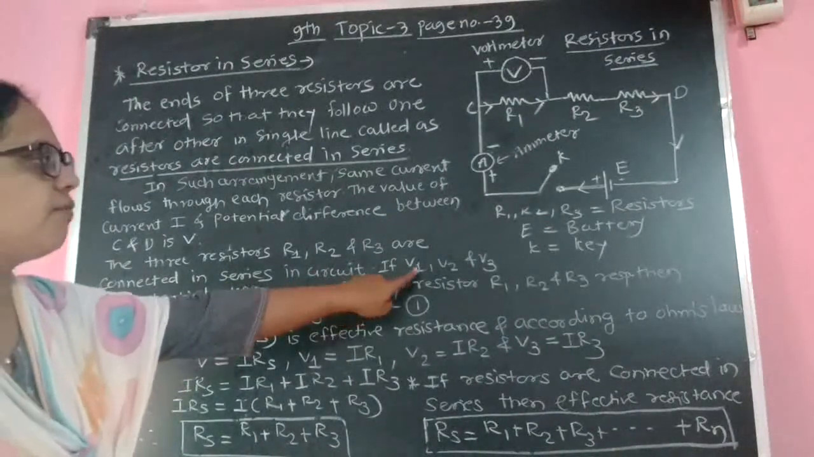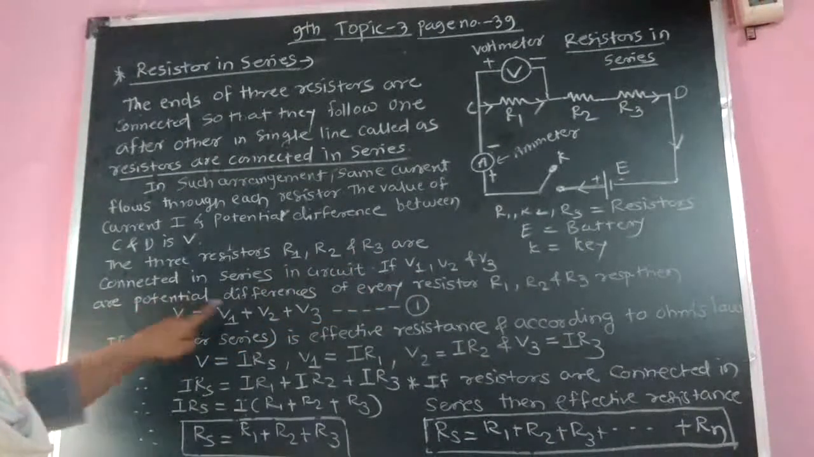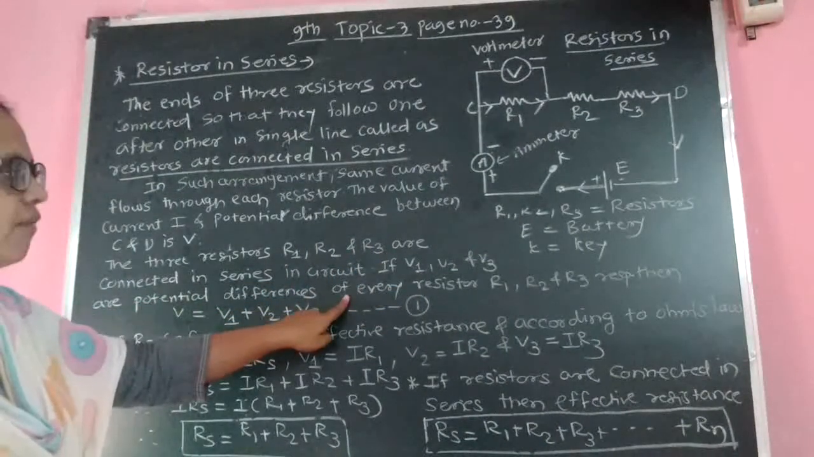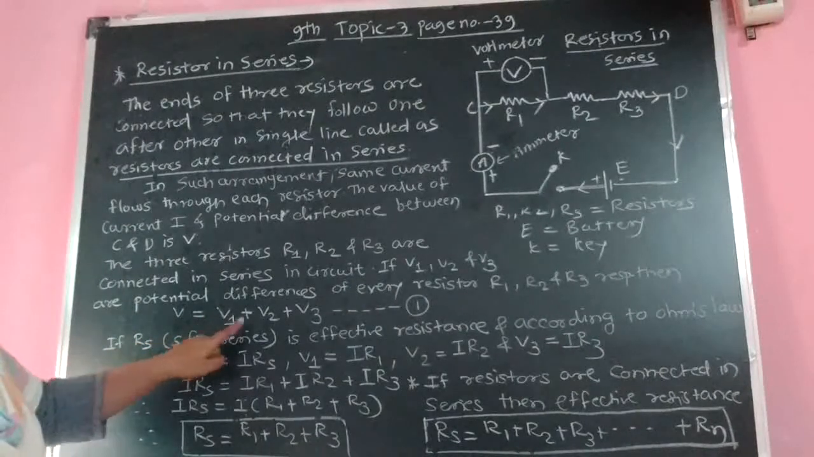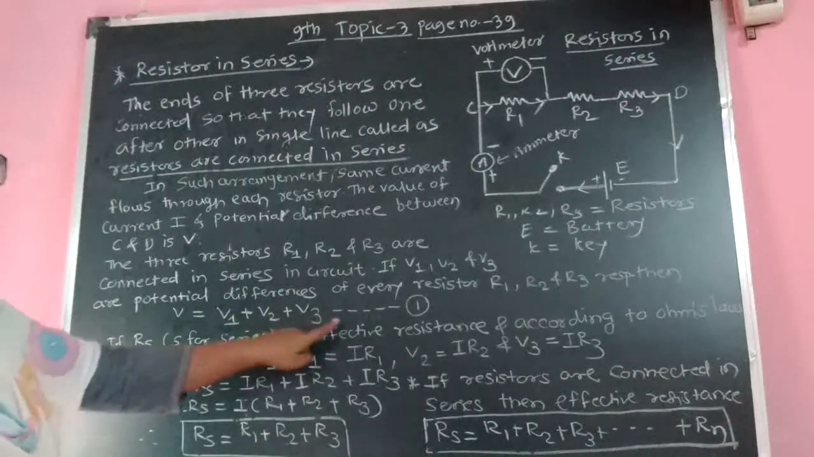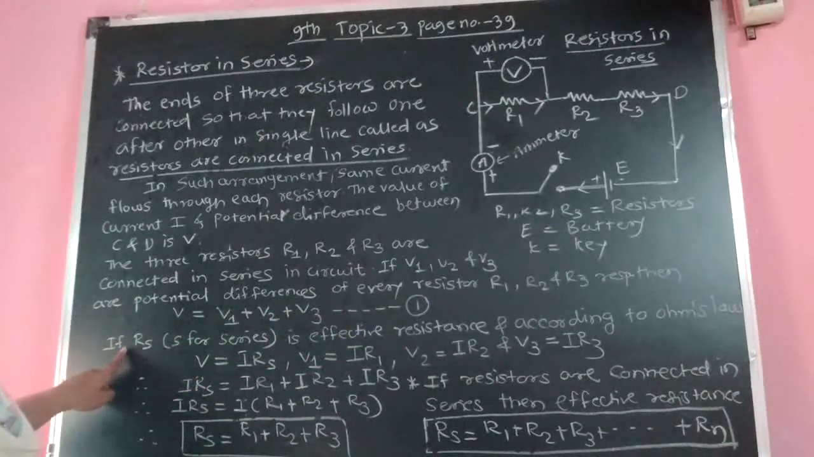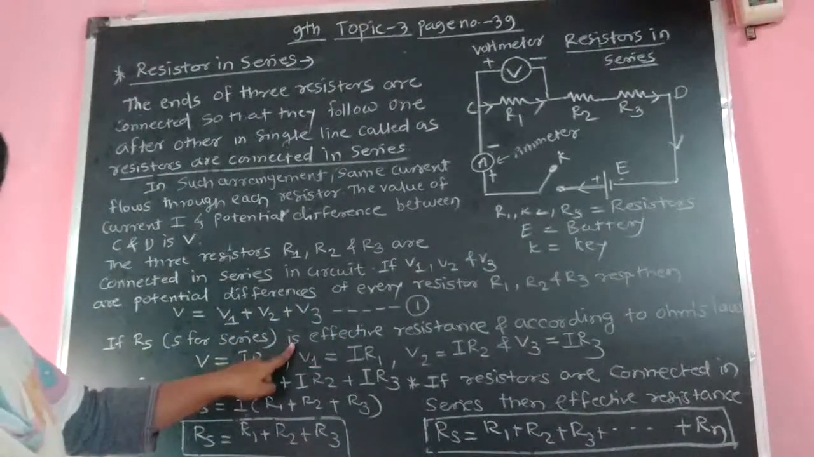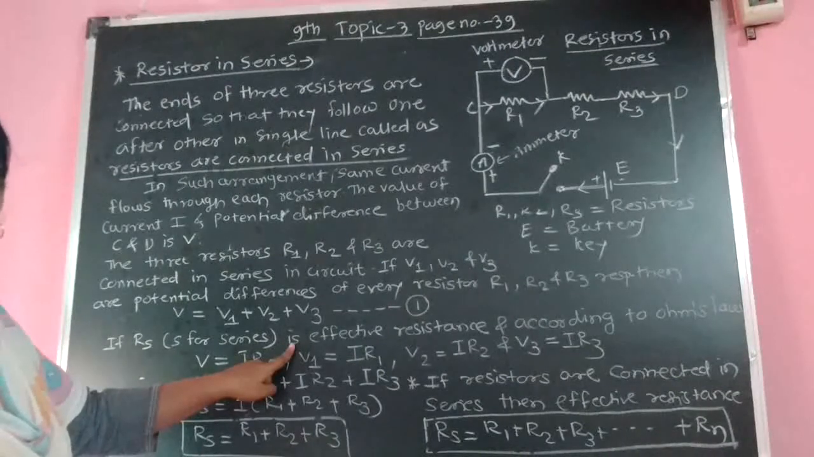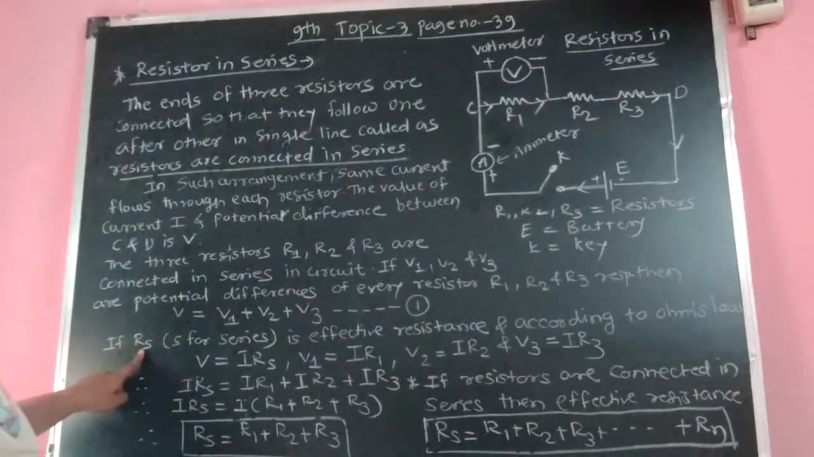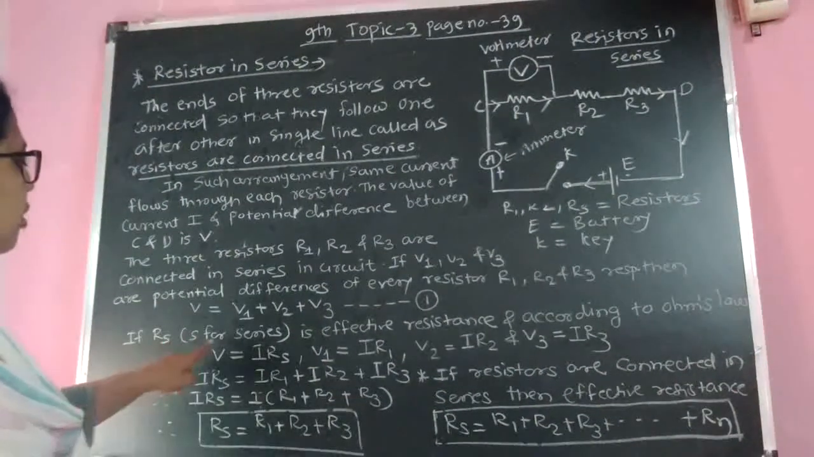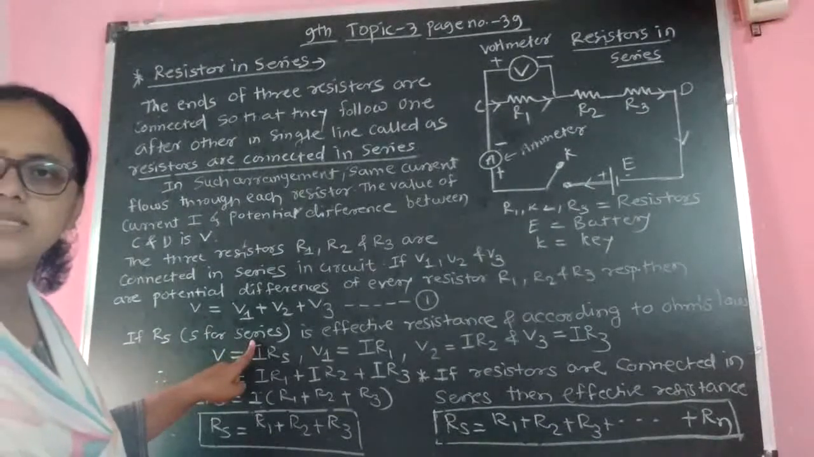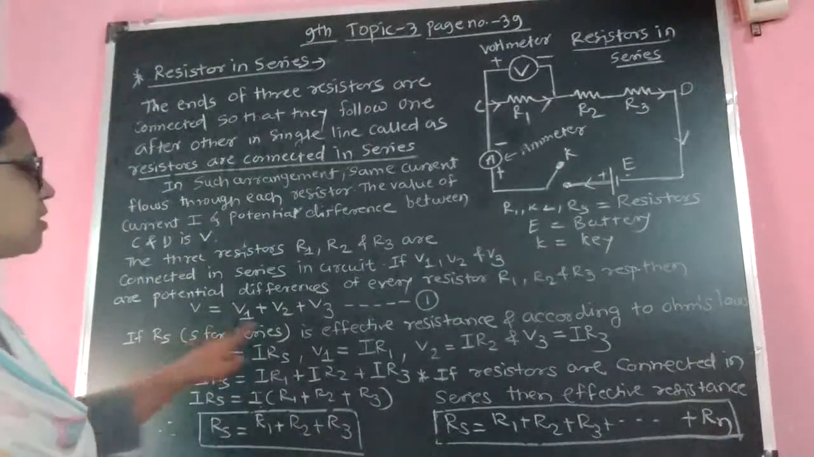Now, if V1, V2 and V3 are the potential differences of resistors R1, R2 and R3 respectively, then the total voltage in the circuit, capital V, is equal to V1 plus V2 plus V3. Equation number 1. Now if Rs is the effective resistance, meaning total resistance of the electric circuit. Here the symbol S represents series combination. That is, all resistances are connected in series. So Rs is the effective resistance.